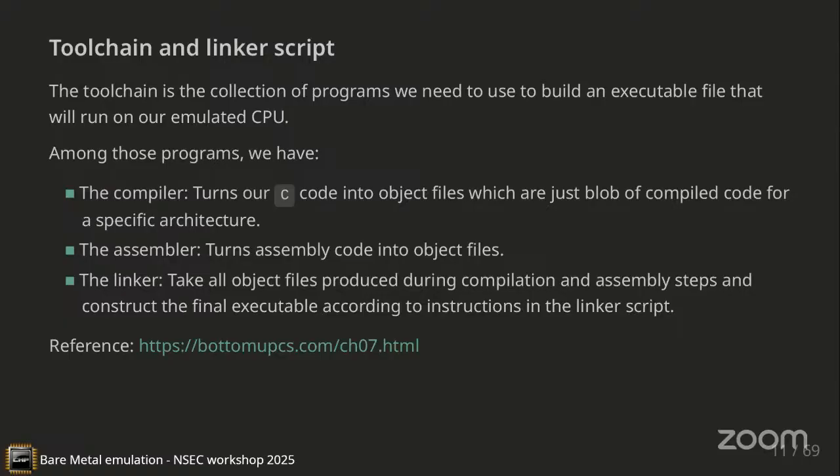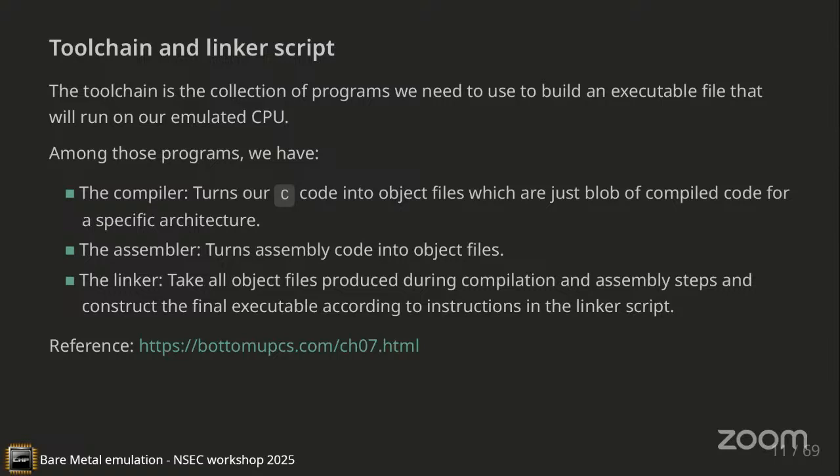The assembler will do exactly the same, but for assembly code. So let's say your C runtime needs to be in assembly because you cannot run C at this point. It needs to set up the machine so your C code can run. So you need a small file with a few assembly instructions that set the stack pointer and then jump to your C code, essentially. In real life, it might be more complicated, but in this workshop, it just does that.